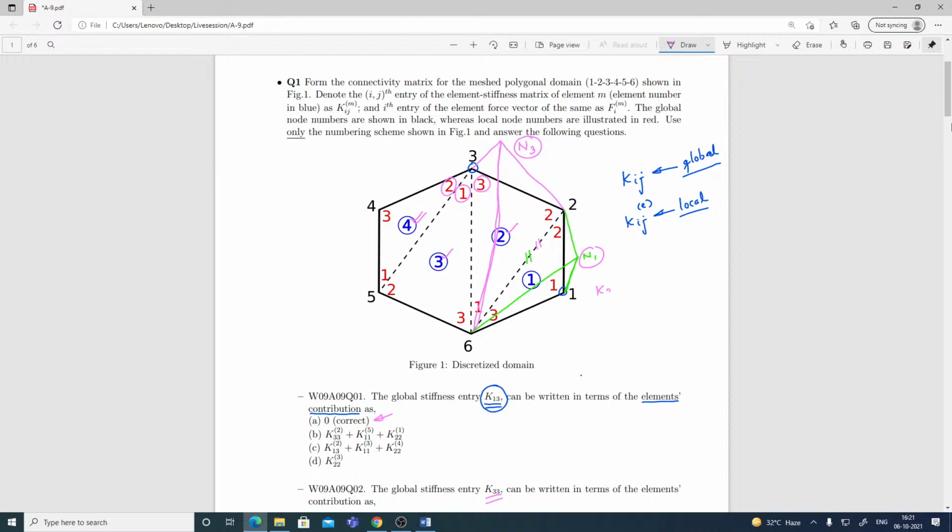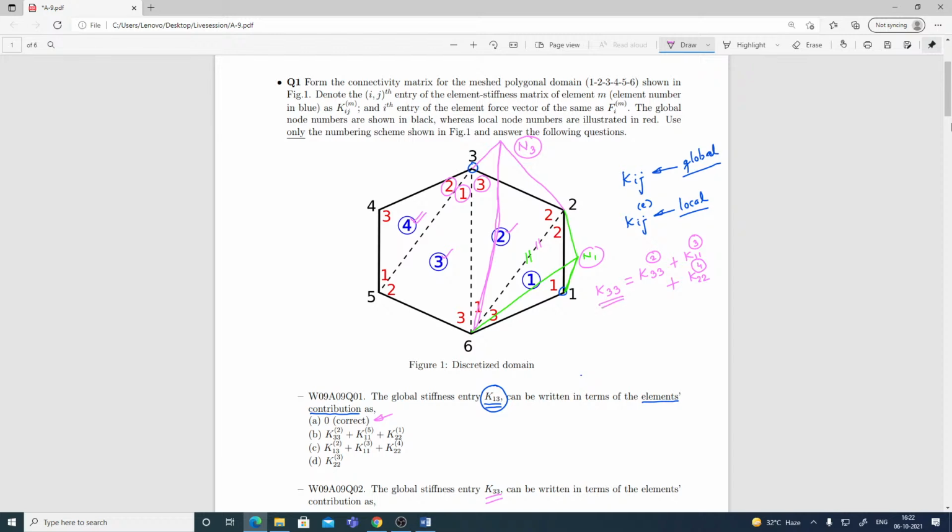So K33 will be calculated based on these 3 elements. Basically K33 will be the same as K33 in element 2, plus K11 in element 3, plus K22 in element 4. So these 3 terms will contribute to calculate K33.